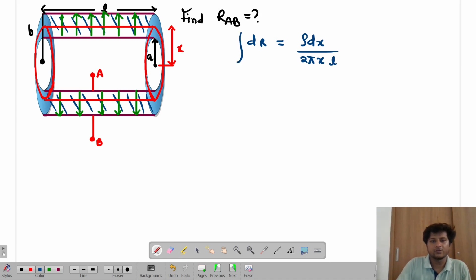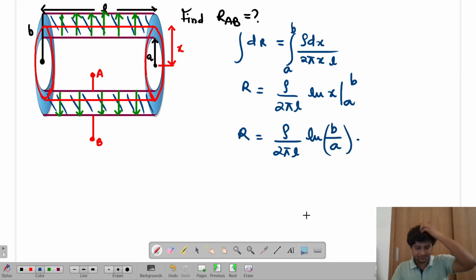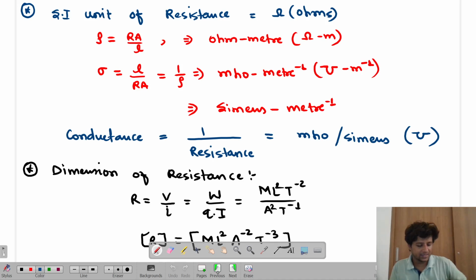So look over here. If I do the integration, this integration must be taken from a to b, and rho by 2 pi l is constant, so it will come outside. 1 by x dx is ln x from a to b. Basically, this means that R is rho by 2 pi l ln b by a. Are you able to get me or not? Fine. Is this clear? So this was all about your resistance and all the variation of resistance.